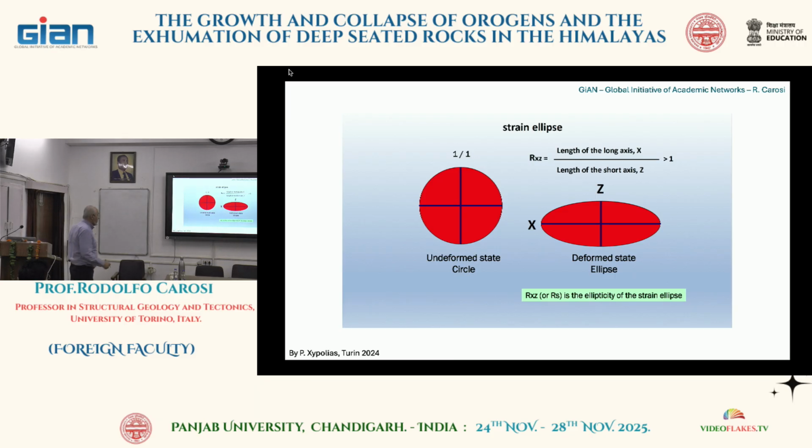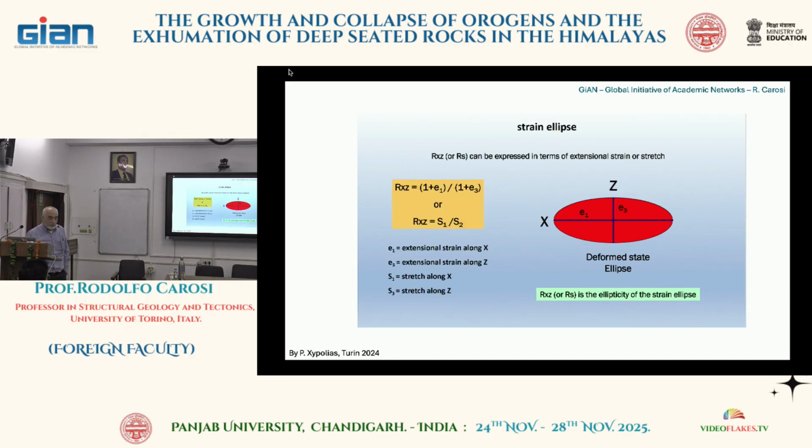So usually in 2 dimensions we use the ratio of the length of the longest axis X to the length of the short axis, this one. So this divided by this one. This axial ratio characterizes the shape of an ellipse in 2 dimensions.